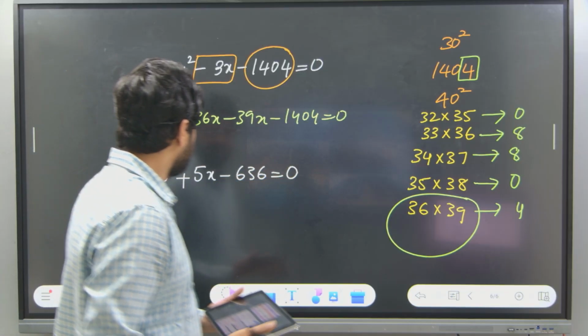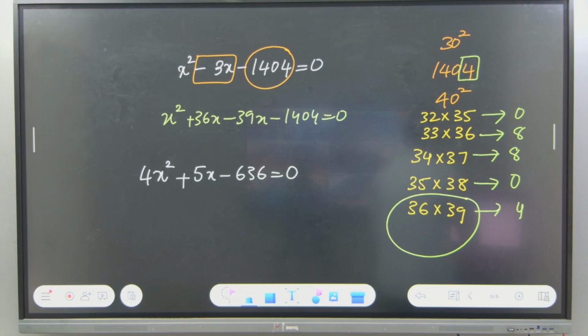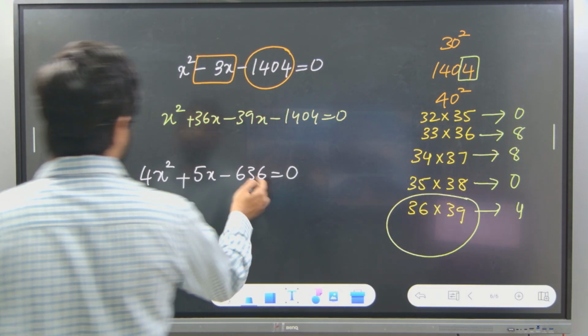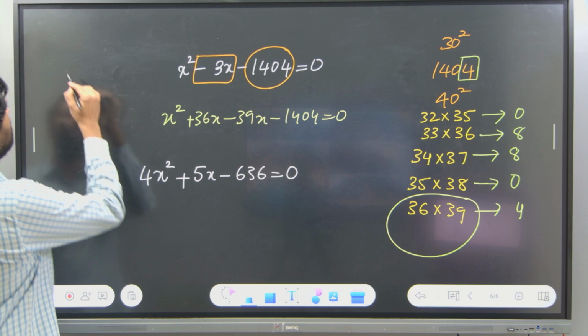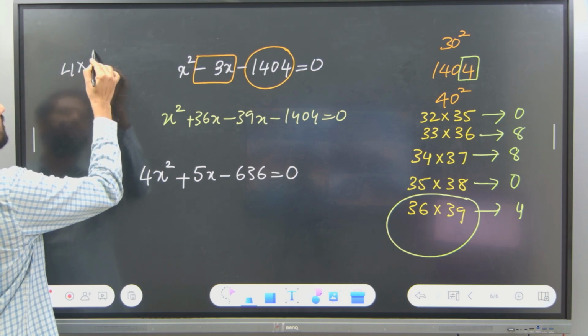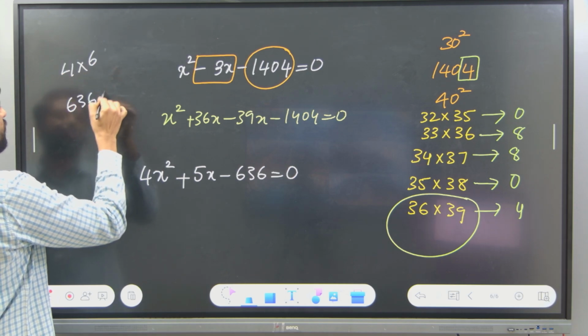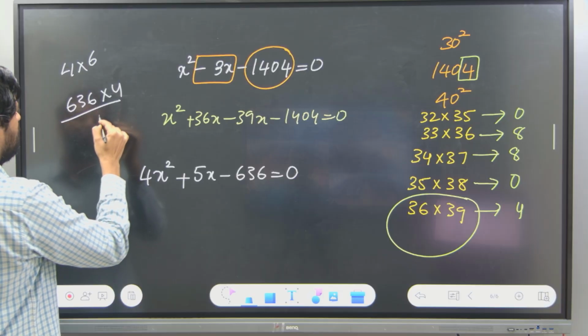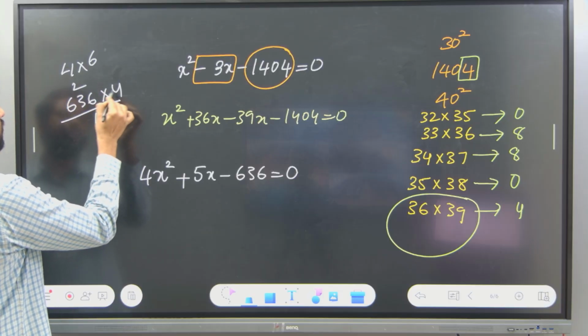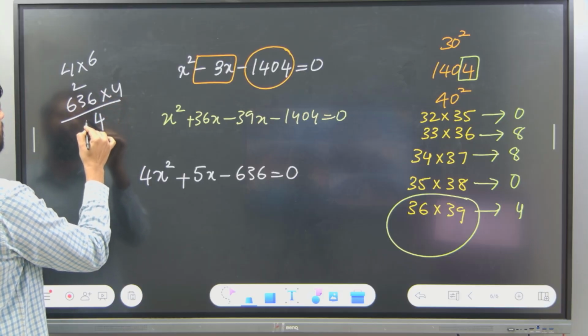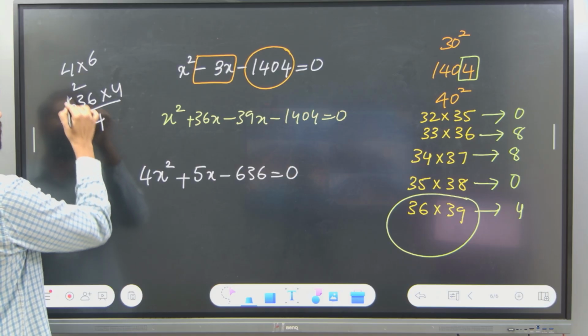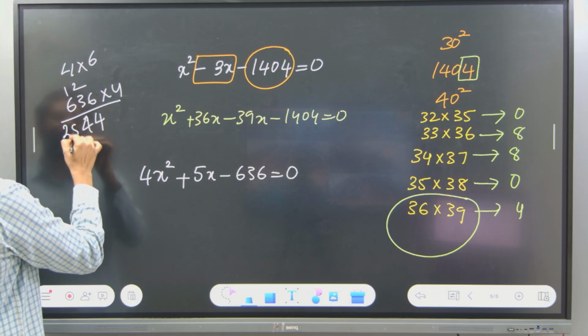What is the first step? First step is we need to do 4 into 636. Am I right? 636 into 4. This calculation we cannot get rid of. 4 6 24, 4 3 12 plus 2 14, 1 goes up, 25.